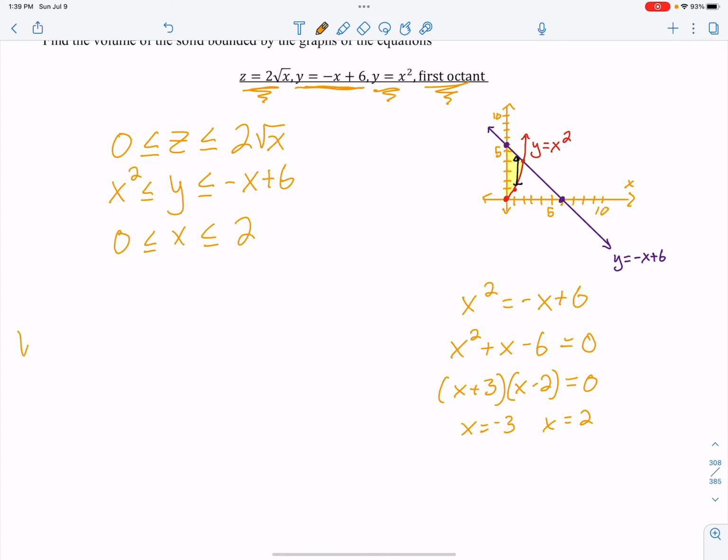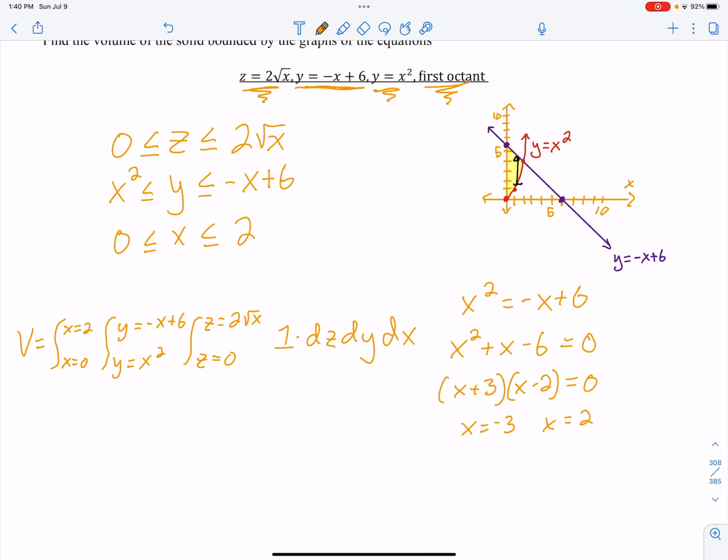All right, so we can write our volume. X is caught between 0 and 2. The y's are caught between x squared and negative x plus 6. Z's are caught between 0 and 2 square roots of x. And then if we're doing volume, we want our integrand to be a 1. And then make sure your bounds are in the right order. And there's our integral.